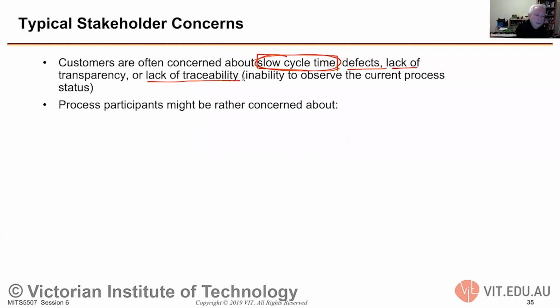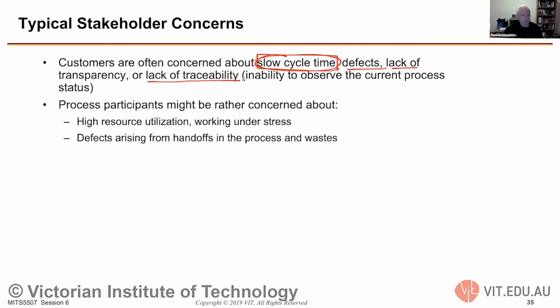What about the process participants, the other people involved in carrying out the activities of the process? What are they concerned about? They might be concerned about high resource utilisation or working under stress. They might be concerned about defects arising from handoffs in the process and waste. So if you have multiple participants working on a business process, then one of those participants might be concerned with one activity, and then they have a handoff to another activity. So they might be concerned about the defects arising from their particular handoff.